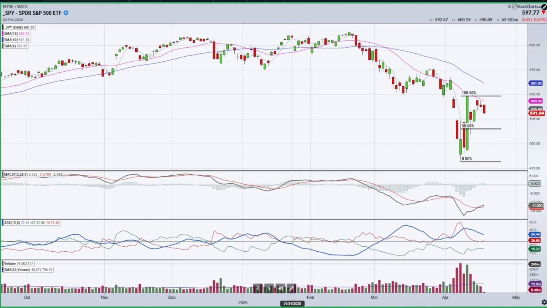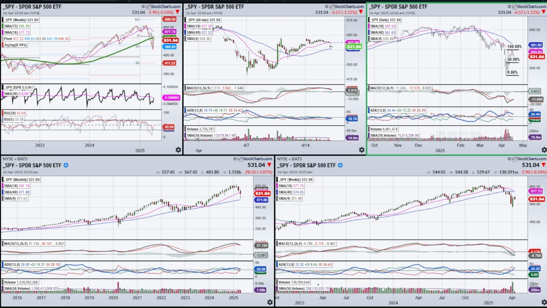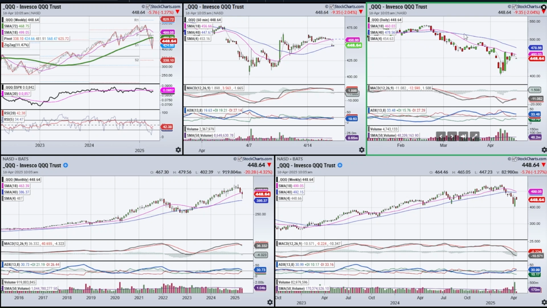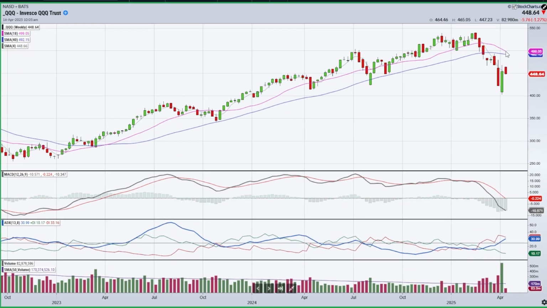All right, let's go ahead and switch over to the QQQ. So same pattern, right? We've got a bearish trend on the daily that we've retraced back up to the 18. We've got the 18 rolling over. It hasn't broken the 40 on this time frame, but we've got the same kind of strength in the momentum.